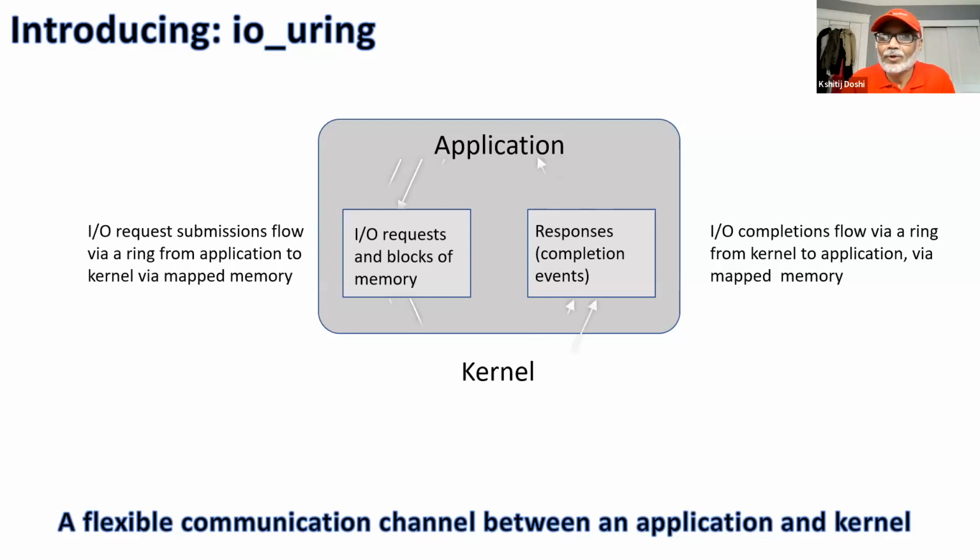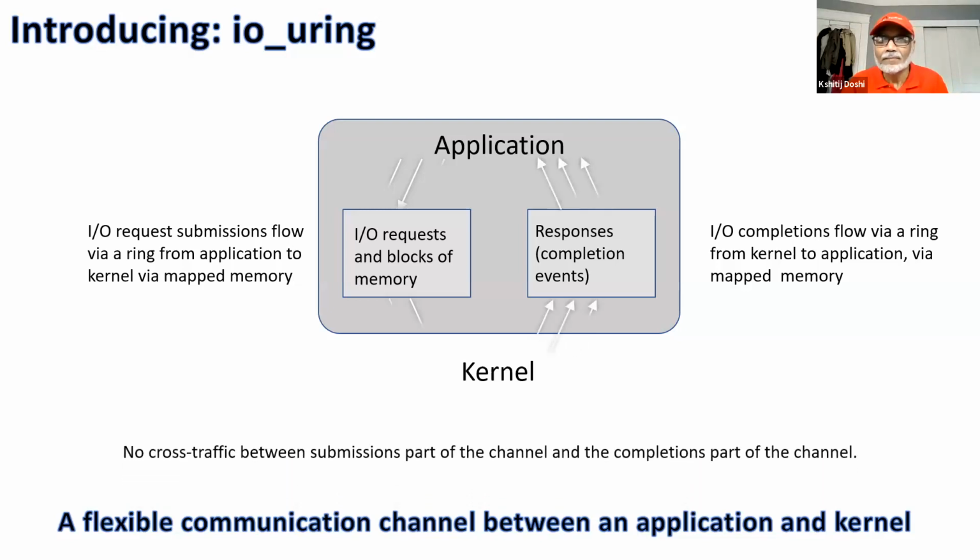So it's a flexible communication channel between application and kernel, just like the reactor pattern was using event queues for decoupling otherwise synchronous interactions. Here also we have an io_uring, which is a dual queue, a submit queue and a completion events queue, in order to perform similar decoupling. There's no cross traffic between the submissions part of the channel and the completions part of the channel.